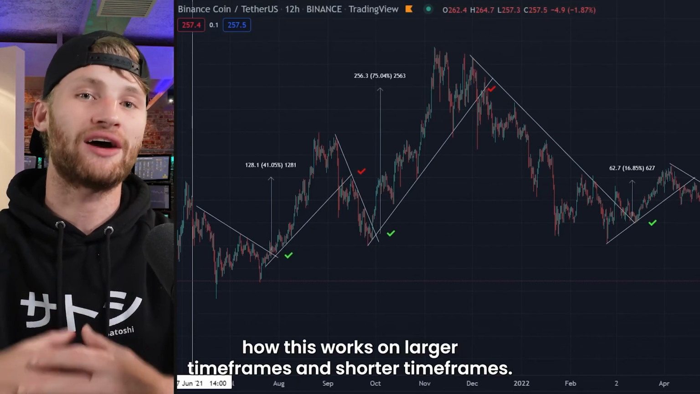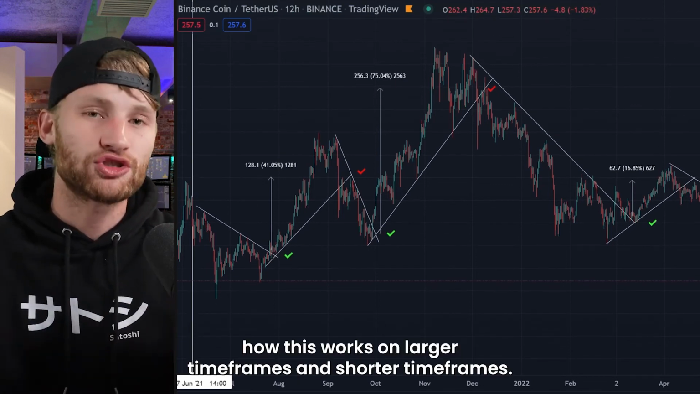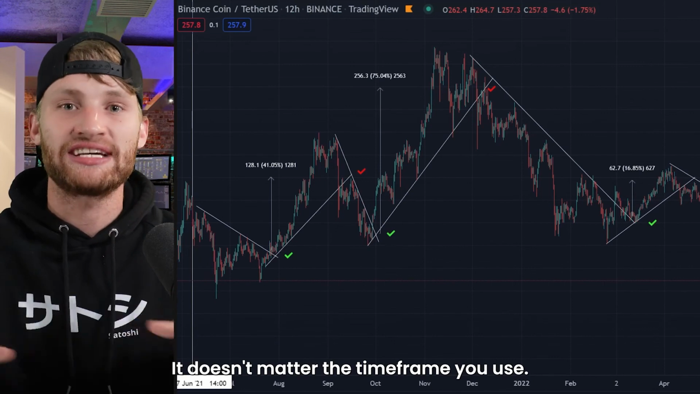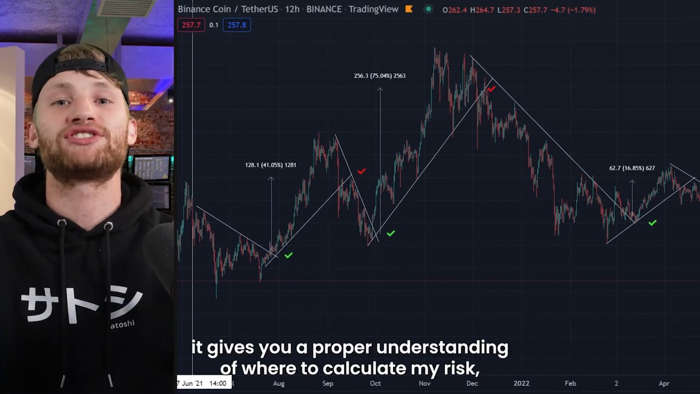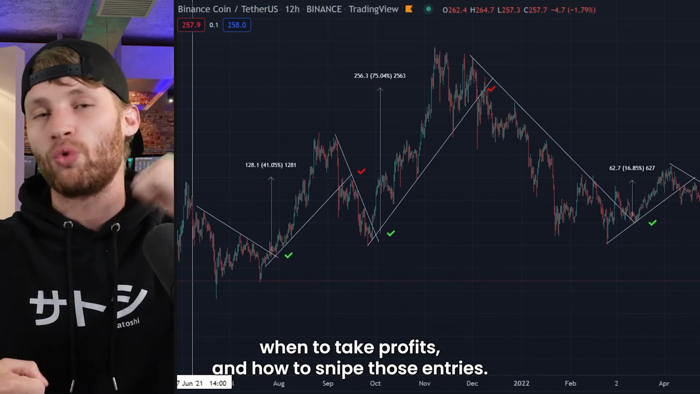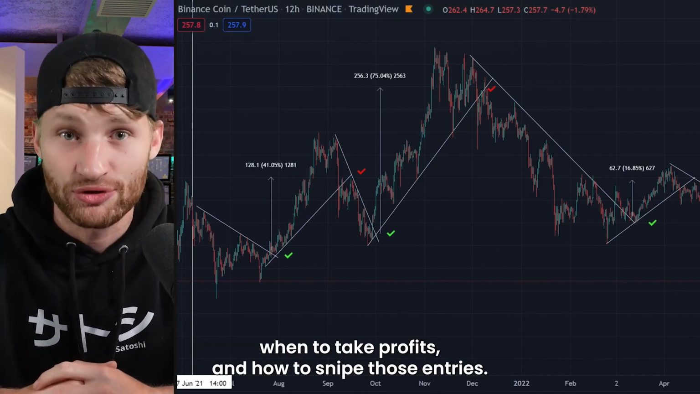Now I'm going to show you how this works on larger time frames and shorter time frames. It doesn't matter the time frame you use. As long as you understand the structure, it gives you a proper understanding of where to calculate my risk, when to take profits, and how to snipe those entries.